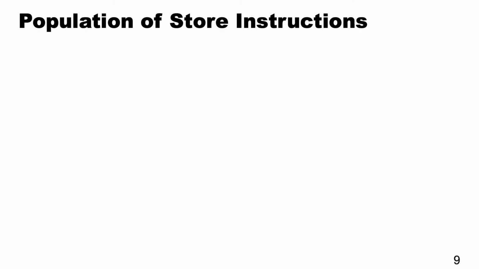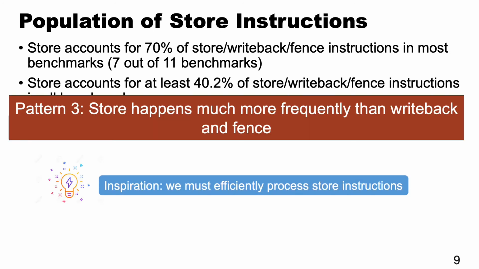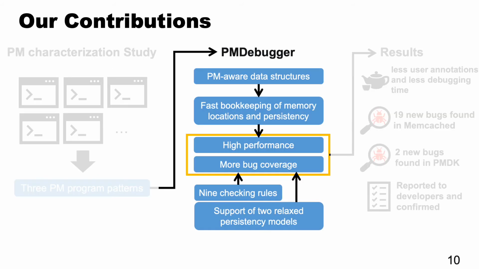Last, we count the number of store, write-back, and fence instructions and found that in most of the benchmarks, stores account for 70% of the 3 instructions. In all benchmarks, stores account for at least 14.2%. Based on the above observations, we identified the third PM program pattern. Stores happen more frequently than write-back and fence instructions, so we must efficiently process store instructions.